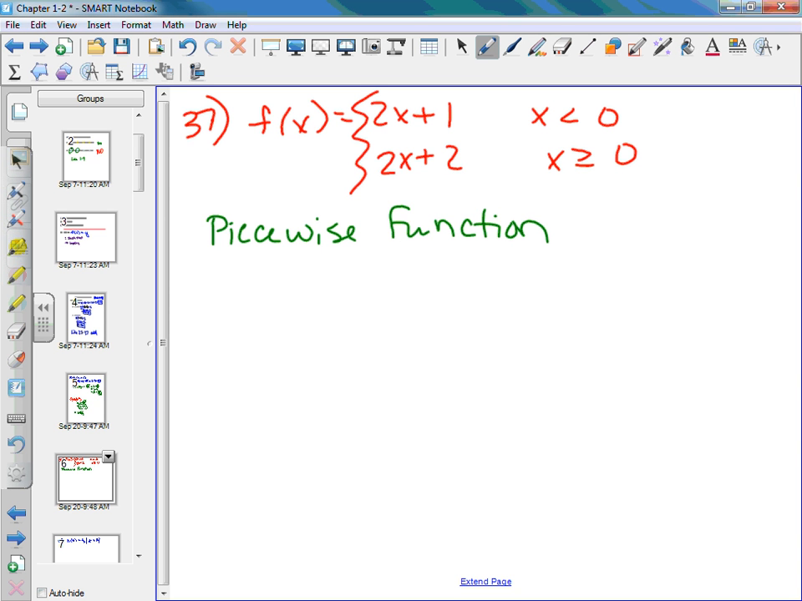What about the 2x plus 2? I can only use that one when x is greater than or equal to 0, so what type of values am I going to choose there? 0, 1, 2, 3, 4, 5, right? Positive ones. For example, part A.